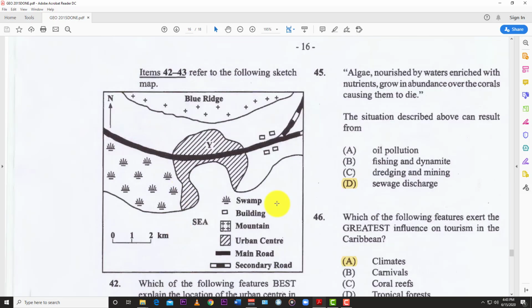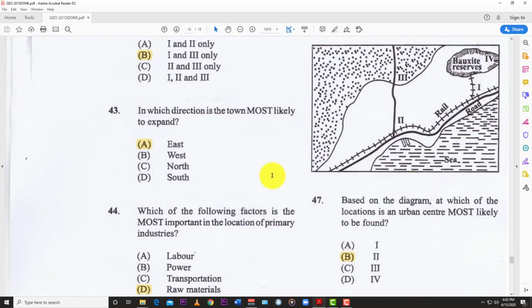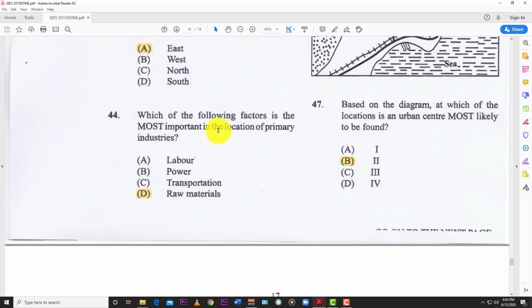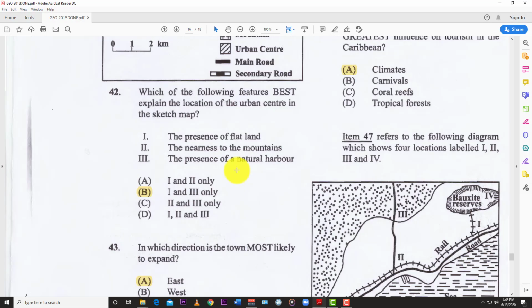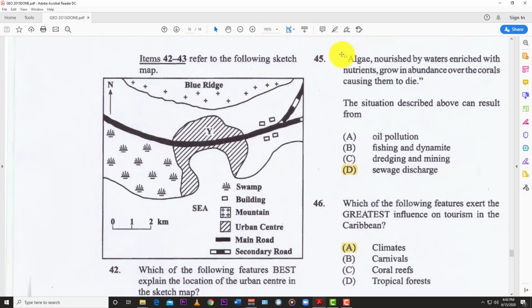A, to the east. So that's this way, because of all the land that's available and a little bit of buildings and those kind of things. Alright, number 44, which of the following factors is the most important in the location of primary industries? And the answer is D, raw materials. You have to be close to the raw materials.